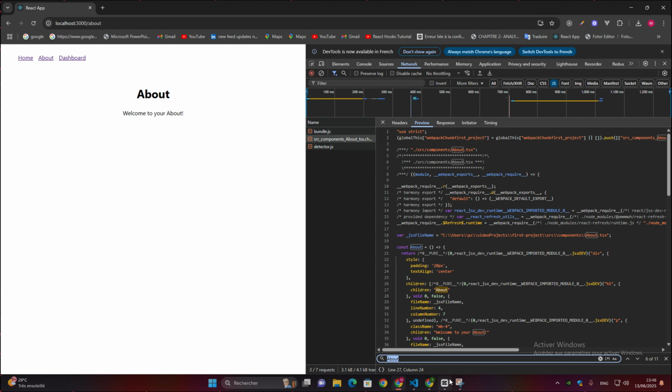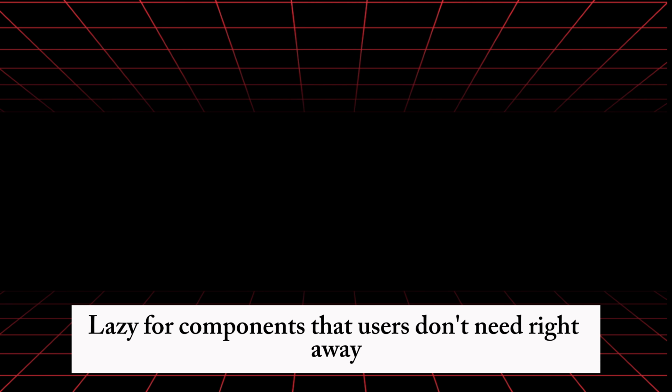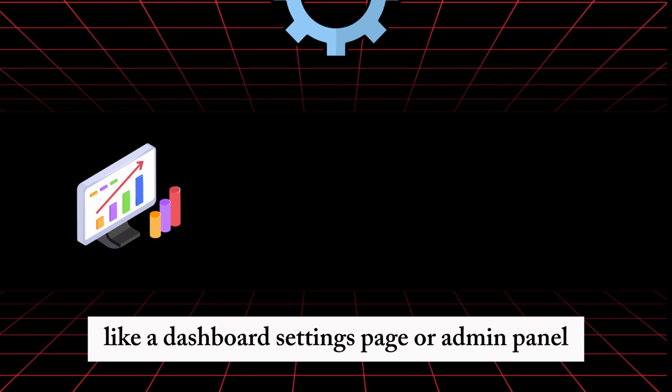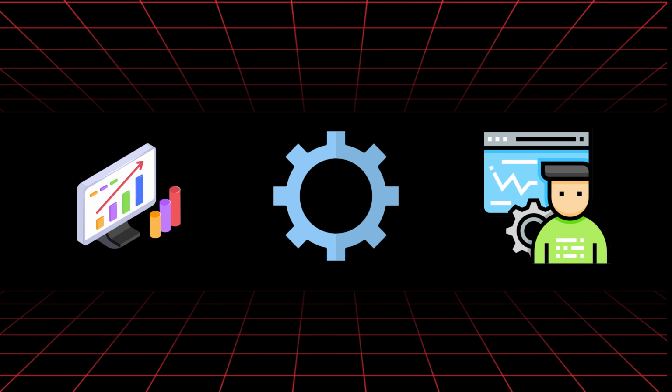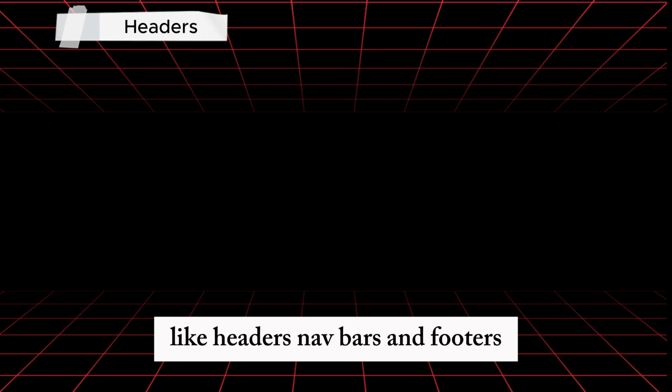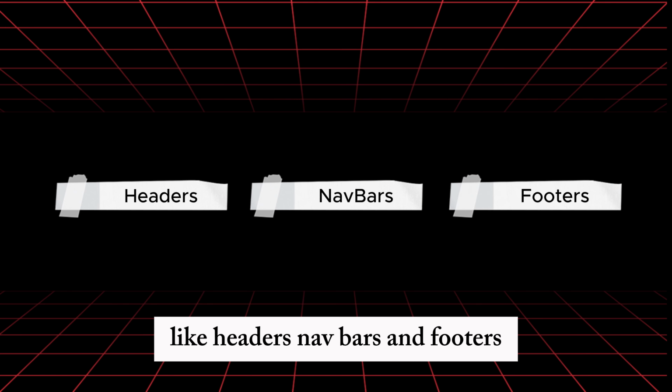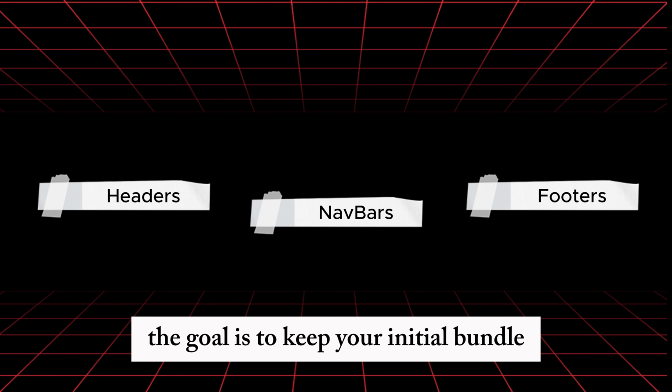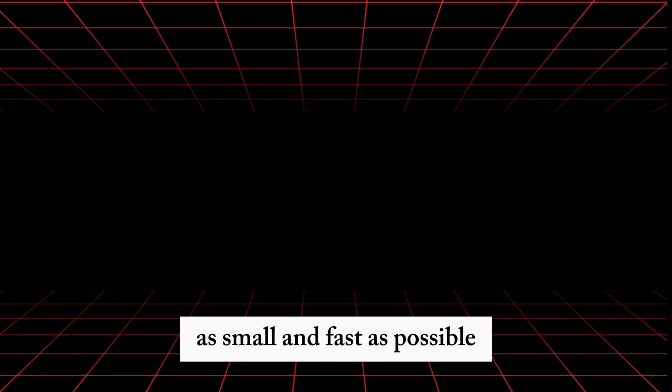React.lazy gives us a smaller initial bundle and loads components on demand, improving performance and speed. You should use React.lazy for components that users don't need right away, like a dashboard, settings page, or admin panel. But you should still use regular imports for things that are always visible, like headers, navbars, and footers. The goal is to keep your initial bundle as small and fast as possible.